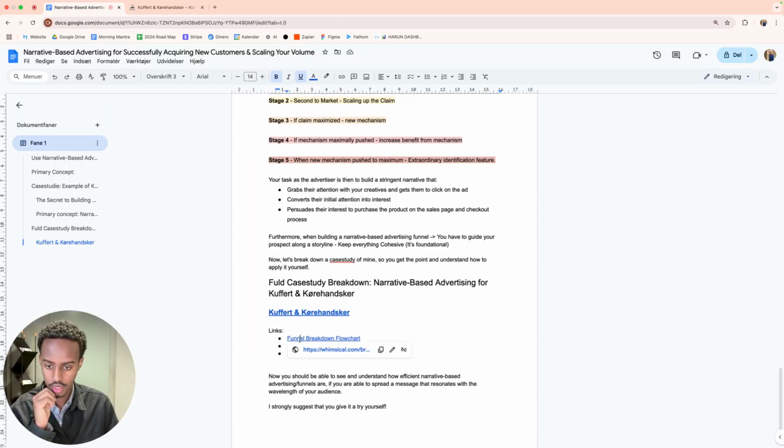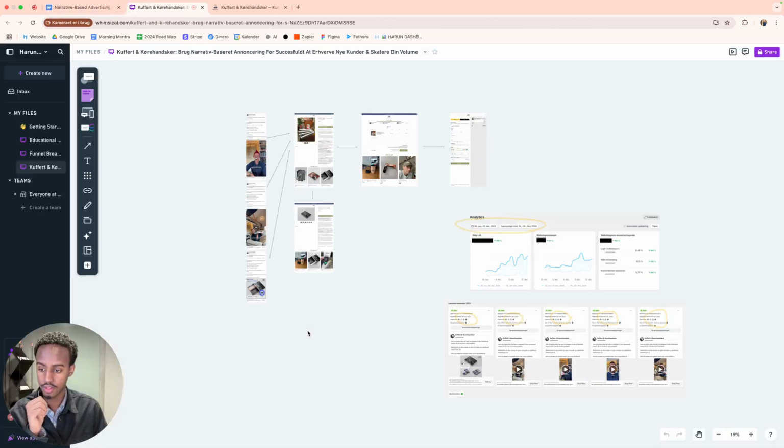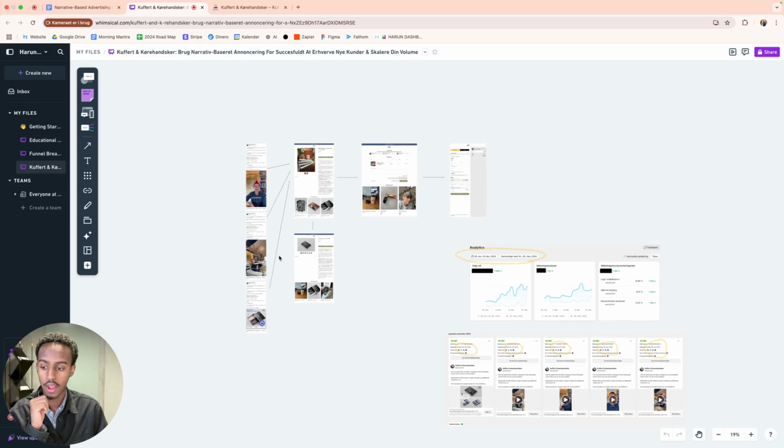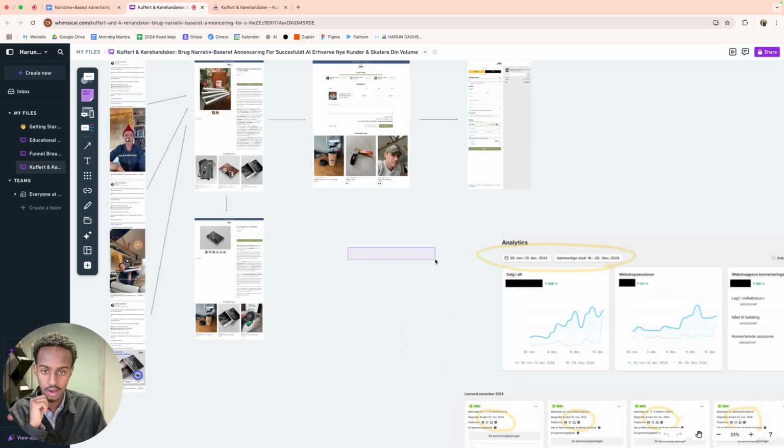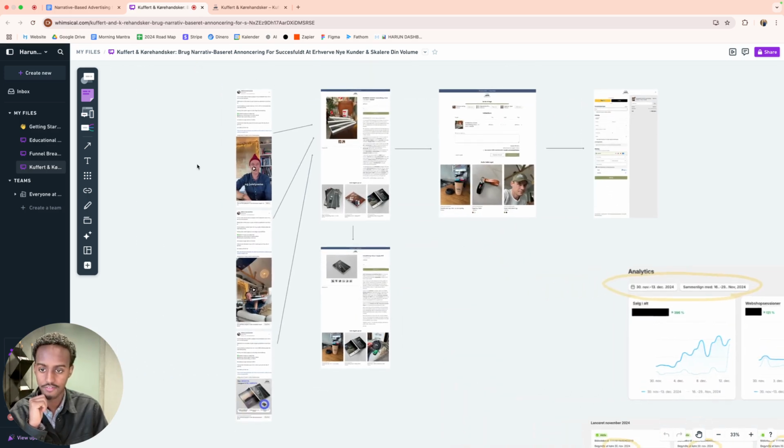Now let's essentially go into the flowchart to break down the entire funnel, so you can see what a narrative based acquisition funnel looks like. Now, as you can see here, I have essentially illustrated the entire funnel from ad creative to landing page to checkout process and essentially buying the product.